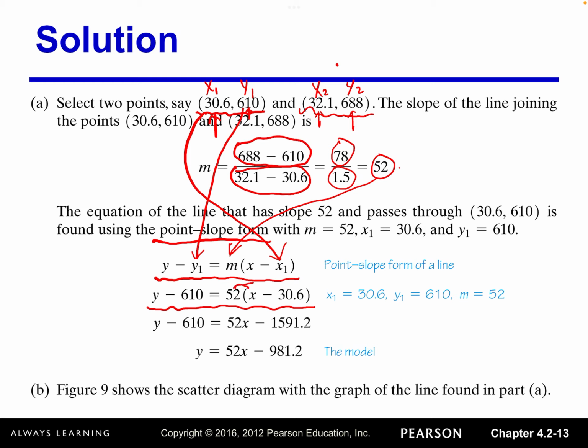Then on the right-hand side, we distribute and eliminate the parentheses. We get 52x minus 52 times 30.6, which is 5091.2. On the left-hand side, we still have a constant term, so we move it to the right-hand side and combine it with this constant. Both sides of the equation add 610, and finally we get the line equation y equals 52x minus 981.2. So that's the linear model we identified if we select these 2 points from the line.